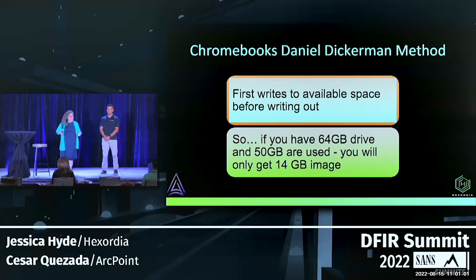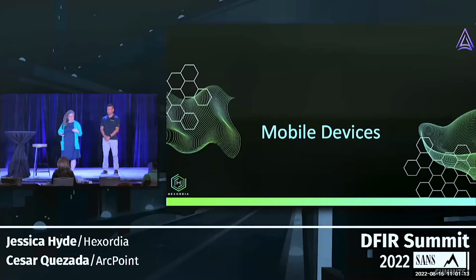In the opposite, if you only had 14 gigs of use, it's going to write out that 14 gig image. You're going to have everything. And there is your tools, your methodology. You're not going to get a warning that you're not getting all the data. And that's really the key to what we're talking about.